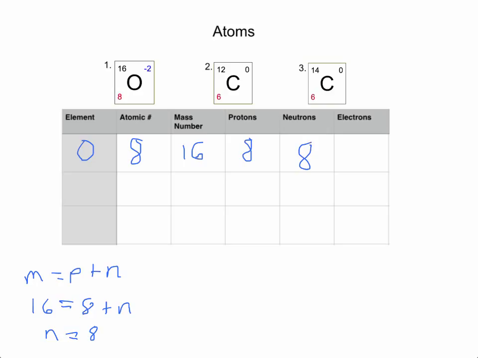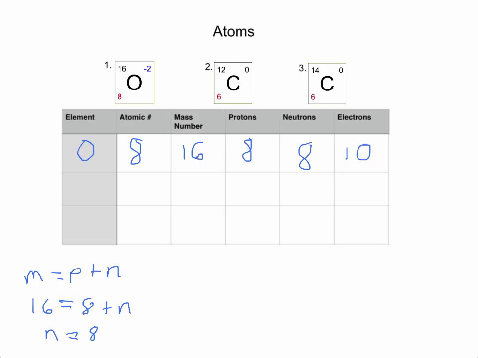In order to figure out the number of electrons, we need to look at the charge. We can see that it has a negative charge, which means we have more electrons than we have protons. So we can solve this in 2 ways. Because this is a negative 2, we have 2 more electrons than protons, so 2 more than 8 is 10.